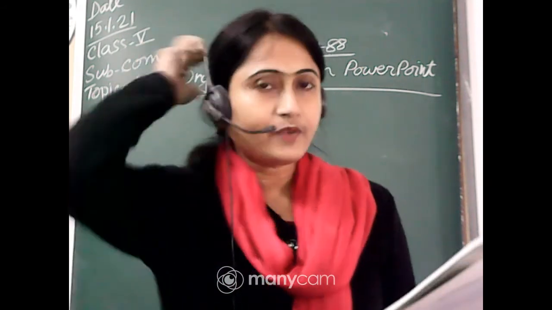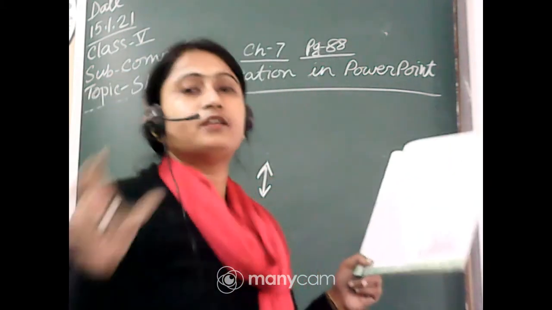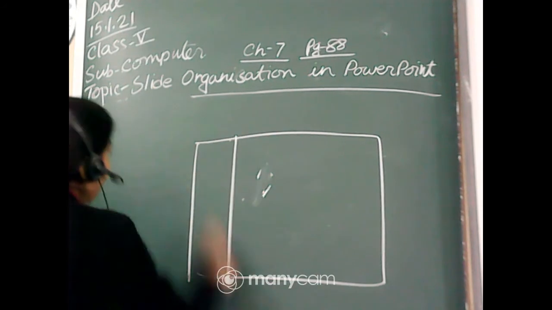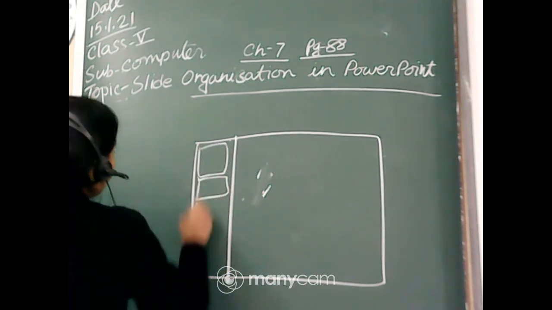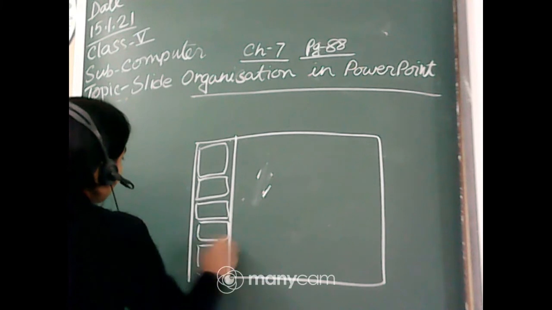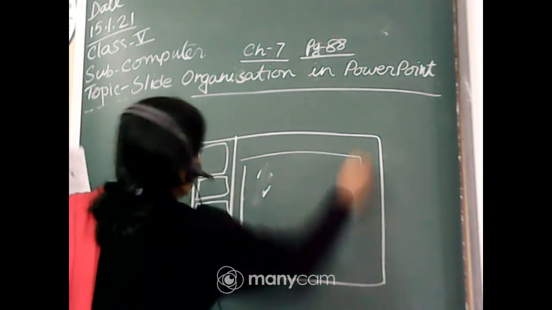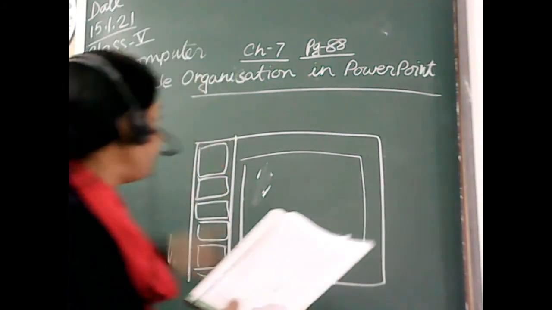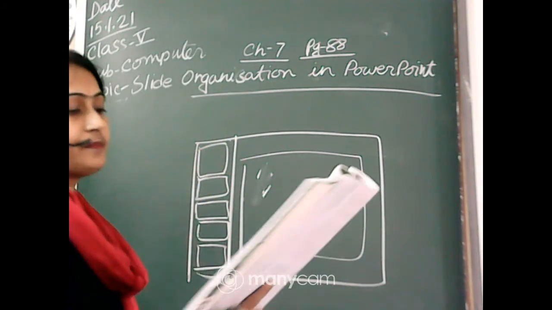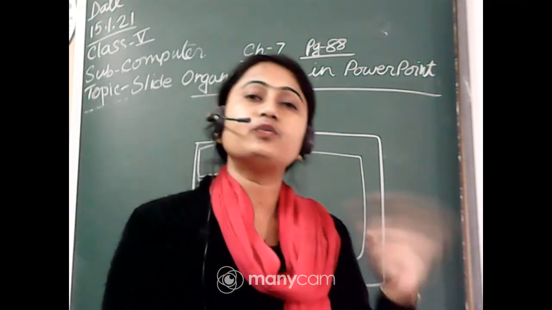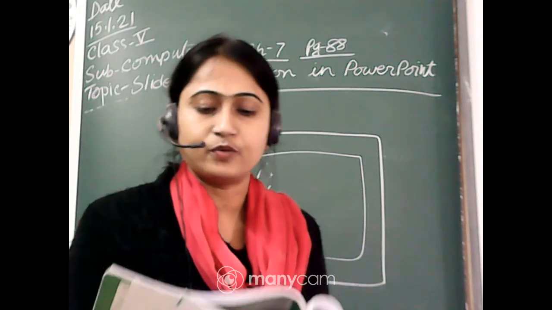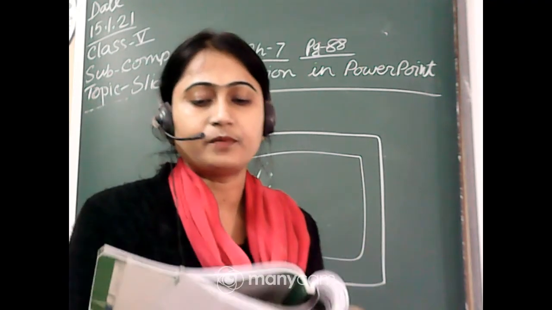What is the normal view? When you see your presentation in normal view, suppose this is the screen. In the left pane, suppose you have made 5 slides. These are all the slides here, and the current slide you can show in this manner. Okay, this is the normal view. In normal view, we can see all the slides in the left pane. By default, when you open your presentation, it is always in normal view.